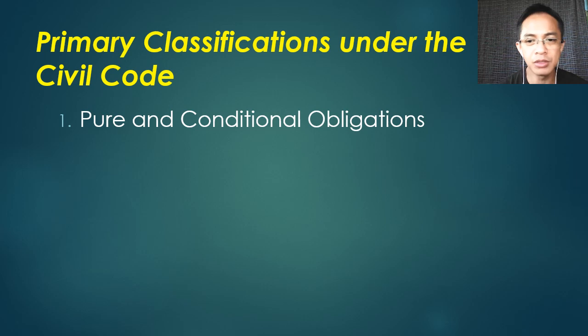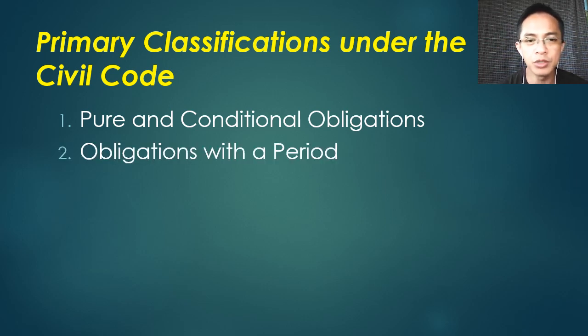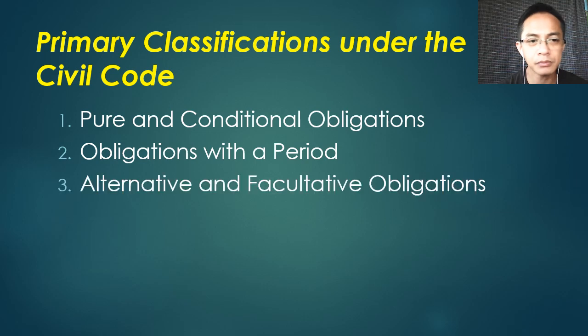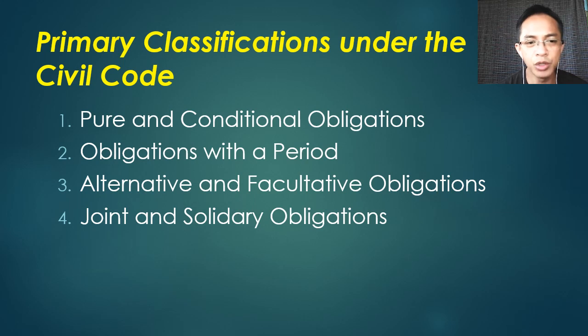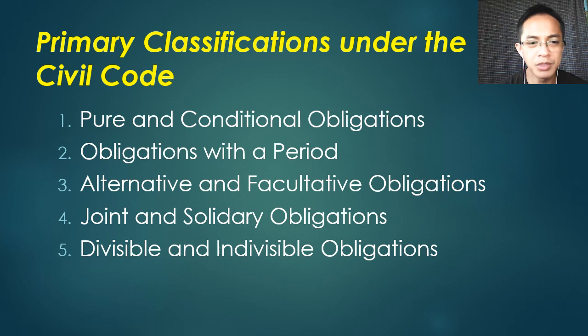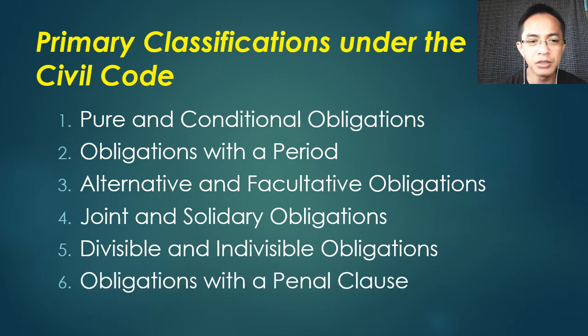Pure and conditional obligations, number 1. Number 2, obligations with a period. Number 3, alternative and facultative obligations. Joint and solidary obligations, that's number 4. Number 5 is divisible and indivisible obligations. Number 6 is obligations with a penal clause.